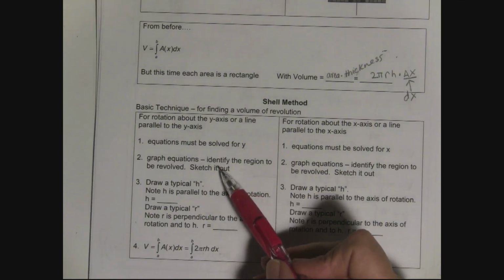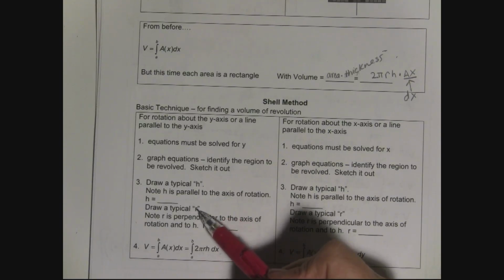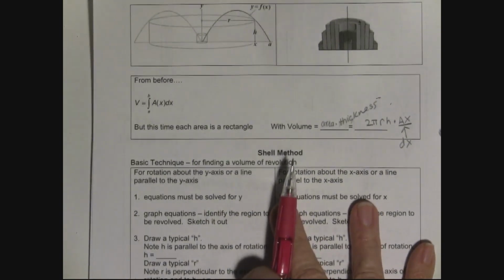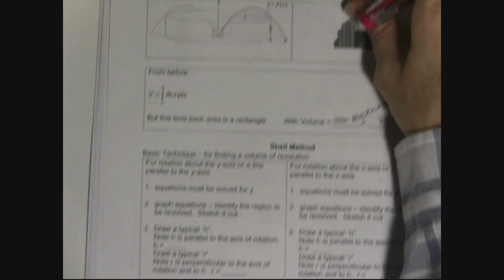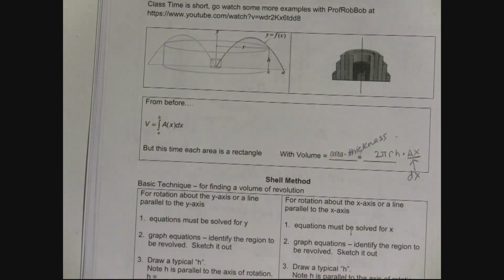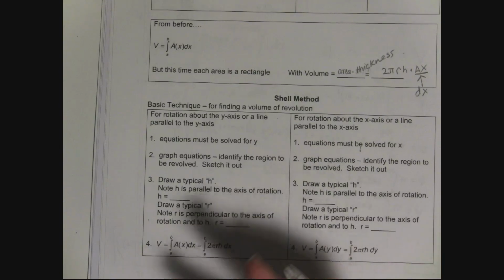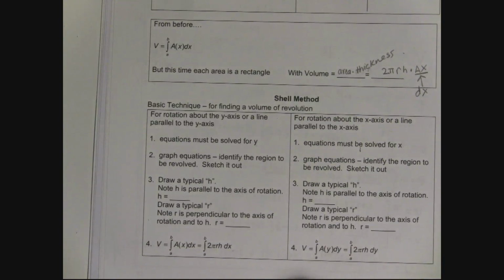We're going to graph everything just like we did with the washers and the discs. And we're going to draw a typical H when we've decided to use a shell. And we're going to draw our R. And we're going to remember that H and R are perpendicular to one another. I was trying to say perpendicular. So here R and H are perpendicular to one another. And we'll say what R is and what H is. I'll help you out with that, give you some advice on that, the way we did on the last one.